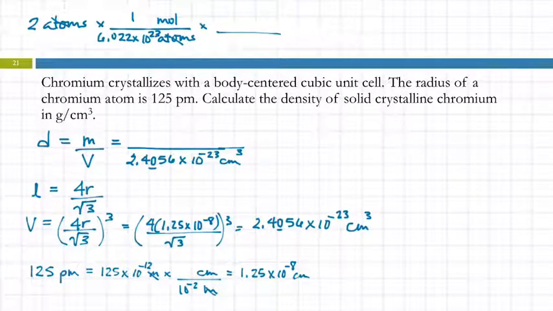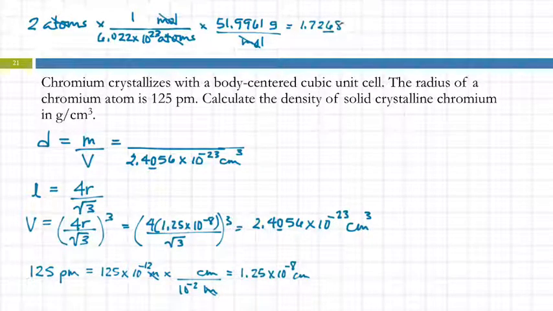And then I look at the periodic table. For chromium it is 51.9961 grams per mole. So I can find the mass of 2 atoms. This is going to be a really, really small number. 1.72687 times 10 to the minus 22 grams. 2 atoms is exact. Avogadro's number here has 4 significant figures, so that's what's limiting the number of significant figures here.